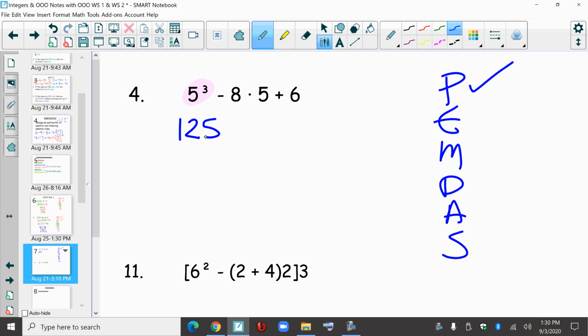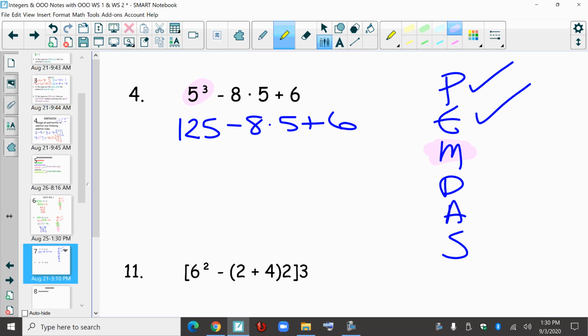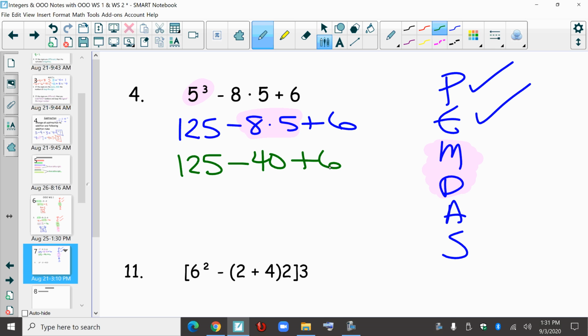So 5 cubed is 125, and I drop every single term down exactly the way I see it next. So do you see any other exponents there? You do not. So you're going to go ahead and you're going to say, okay, do I have a multiplication or division? So go from left to right, and as I go from left to right, I see this 8 times 5. So that means I'm going to recopy the 125, drop down the minus, and 8 times 5 is 40, and I drop down the 6. Okay?